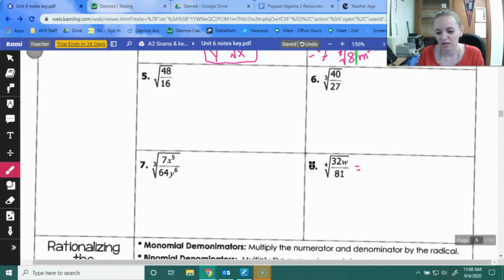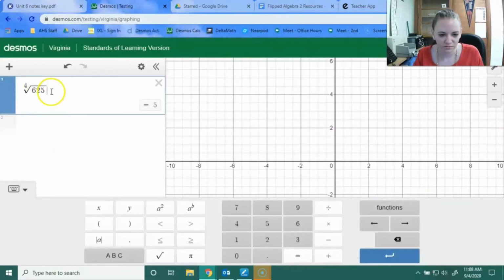So the challenge now is you can go the other way and break them up as separate. So let's try this. Let's see if we can do 4th root of 32. And I know that I'm going to have the W. That's the only W. I'm just going to leave it in there. And see if they come out separate. So 4th root of 32.